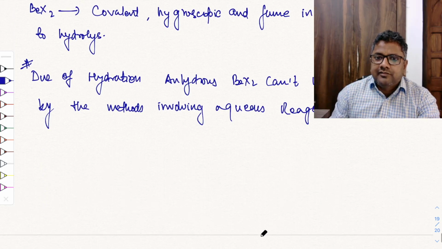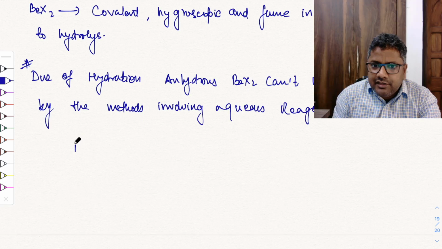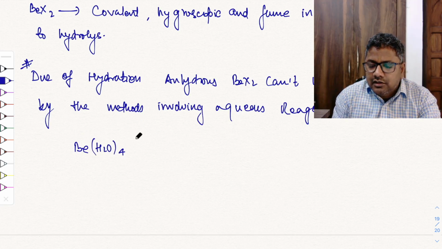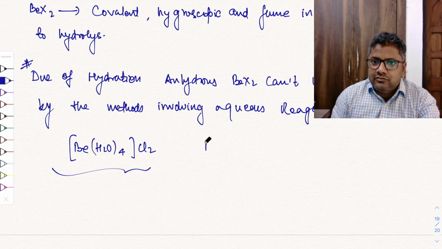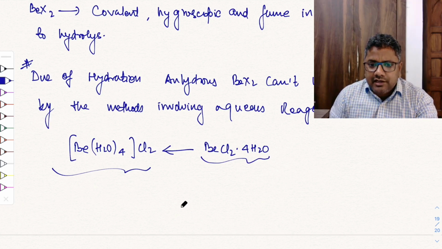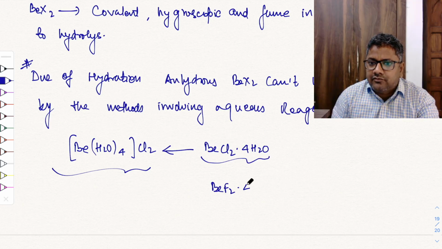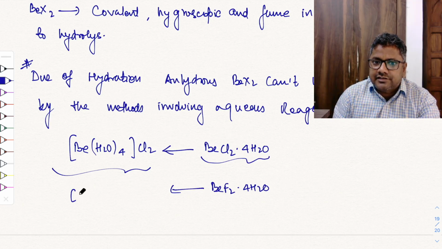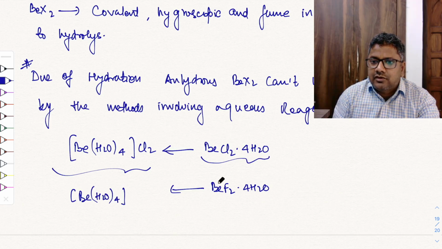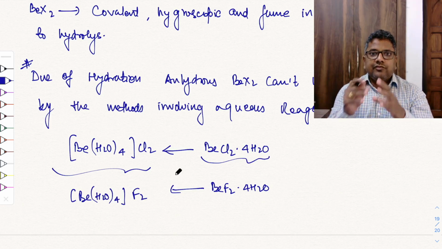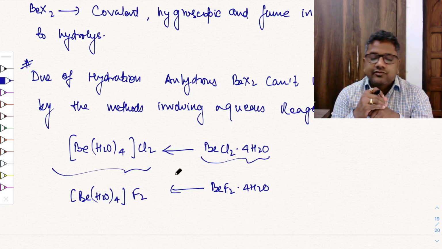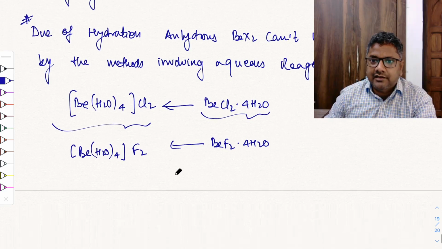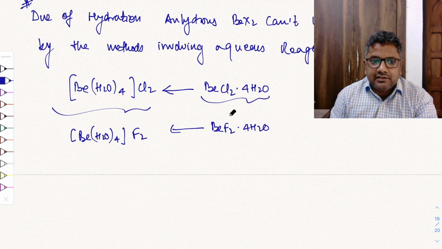For example, if you take BeCl2 in aqueous medium, you will have [Be(H2O)4]Cl2. Basically, this is BeCl2.4H2O, and this compound exists like this. Similarly, BeF2.4H2O exists as [Be(H2O)4]F2. So whenever you use any method involving an aqueous medium in the preparation of beryllium halides, you cannot prepare anhydrous beryllium halide, and you will always get this kind of hydrated beryllium halide.